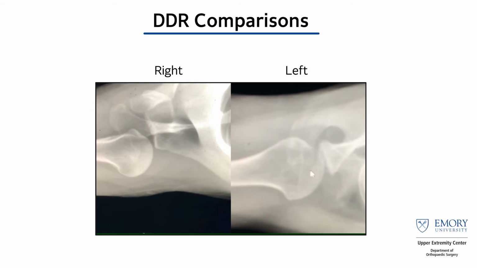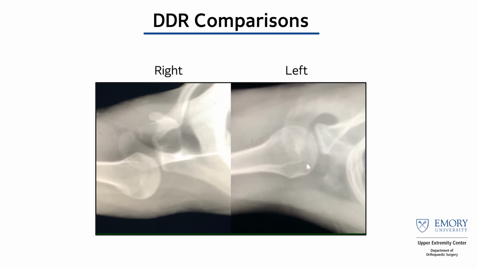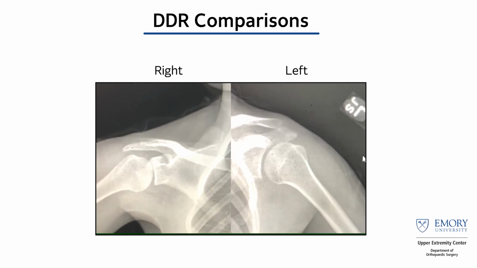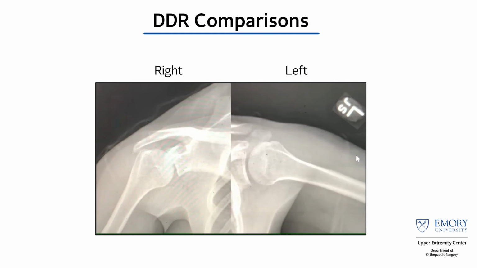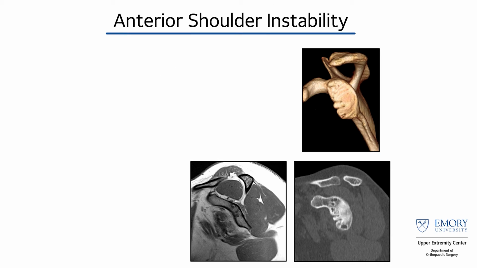On the right, you can see how she's posteriorly decentered, and she's posteriorly subluxed, and she's not able to move her shoulder because she's not actually in the glenohumeral joint. Anterior shoulder instability is also kind of an interesting one. There's a couple case examples for this.